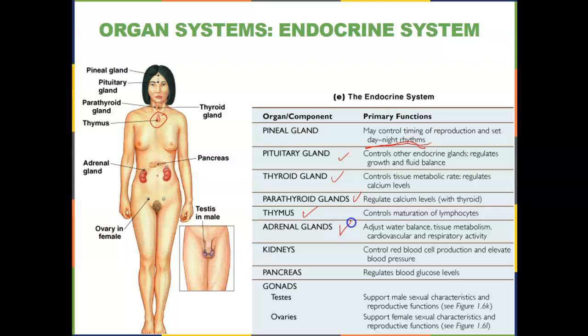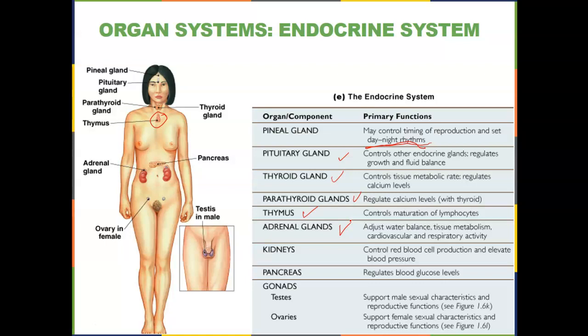The adrenal glands produce all kinds of fun regulatory hormones like epinephrine, norepinephrine, which allows our respiratory and our cardiovascular system to operate under normal circumstances and in fight or flight.